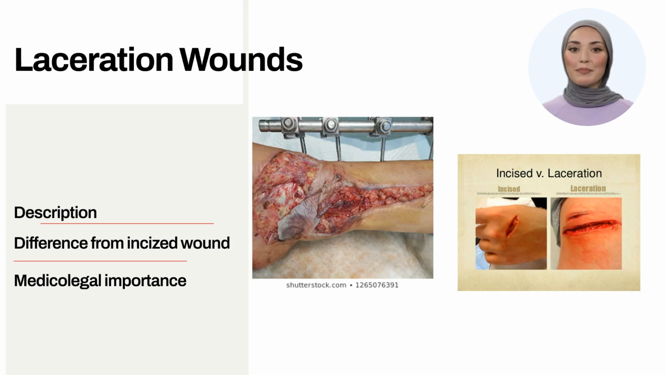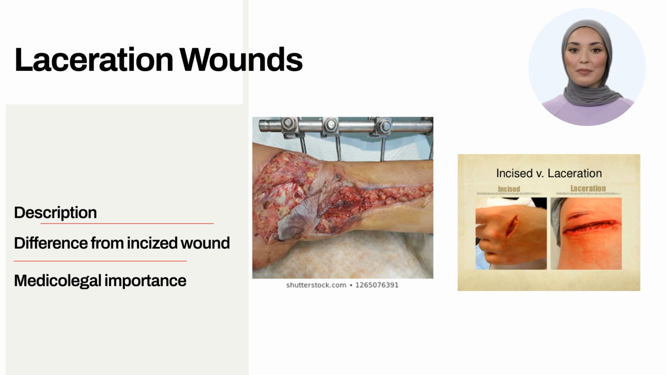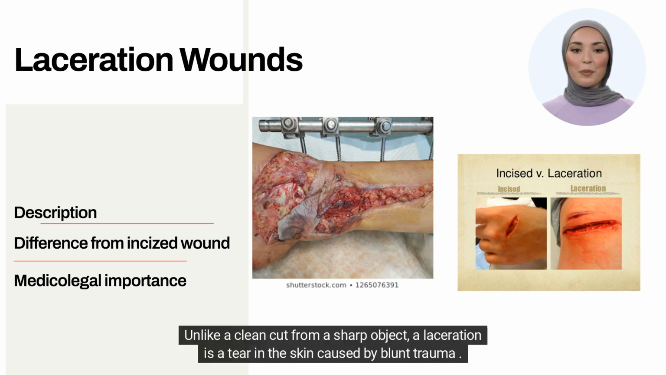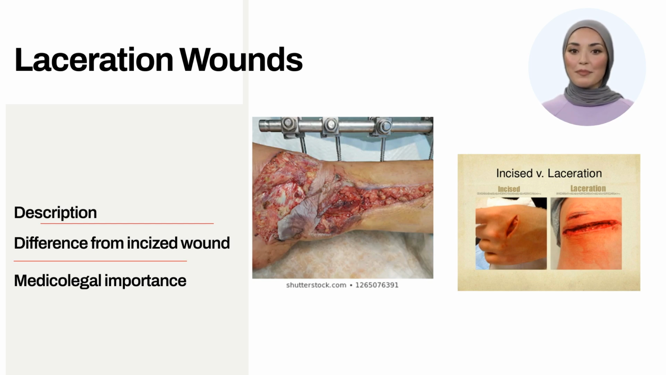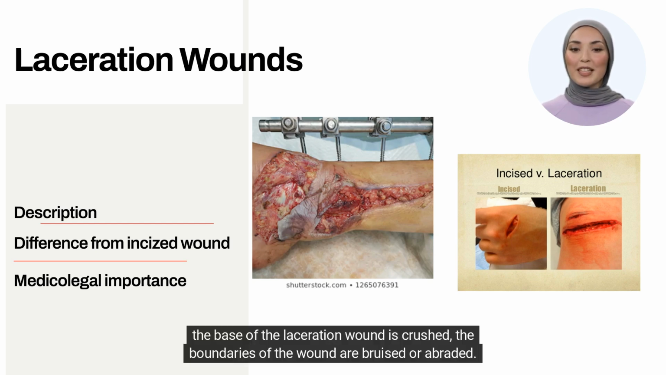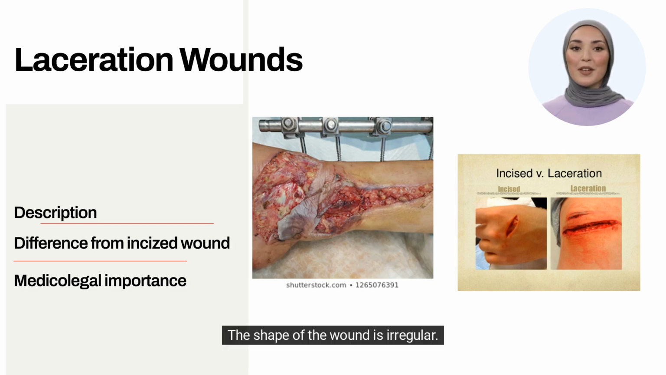Laceration wounds. It's important to understand what a laceration wound is. Unlike a clean cut from a sharp object, a laceration is a tear in the skin caused by blunt trauma. The edges of these wounds are often irregular and jagged. The base of the laceration wound is crushed. The boundaries of the wound are bruised or abraded. The shape of the wound is irregular.